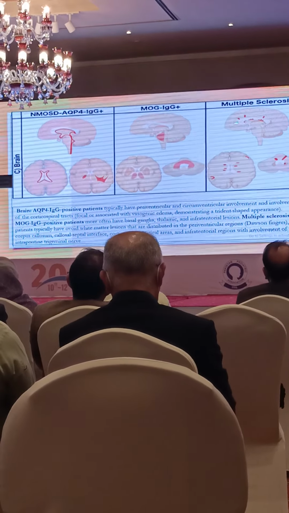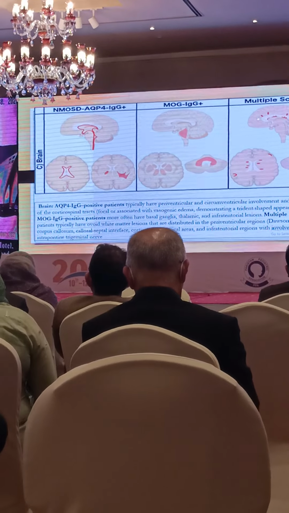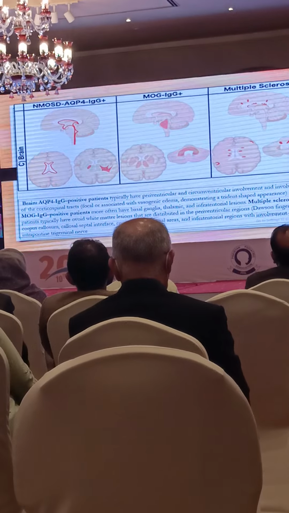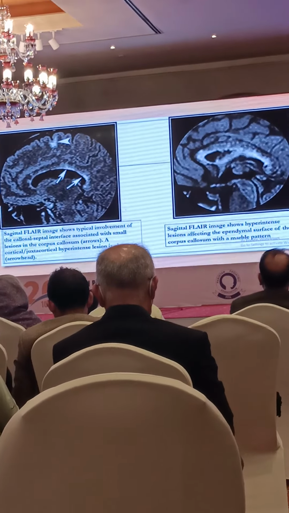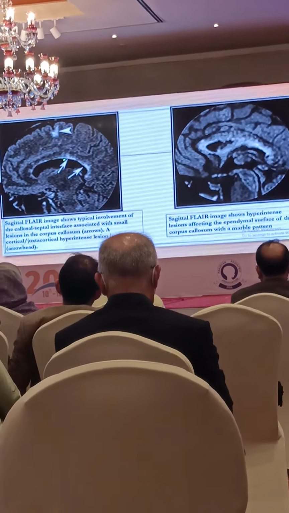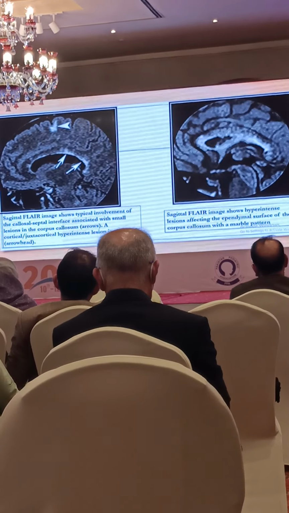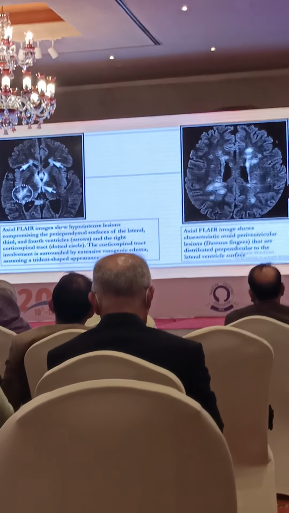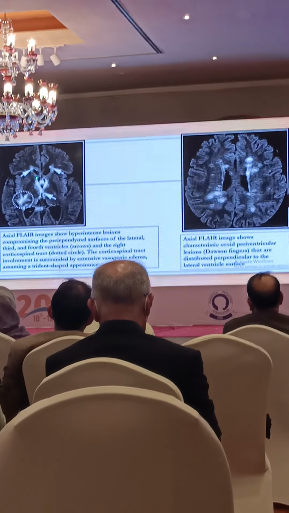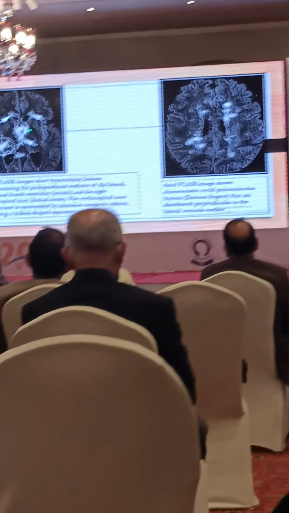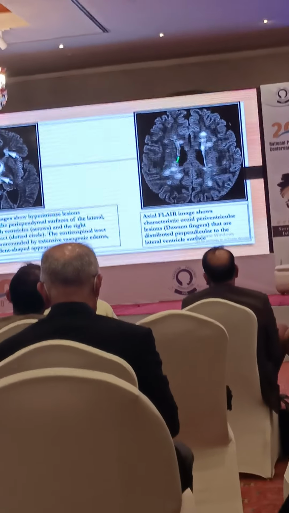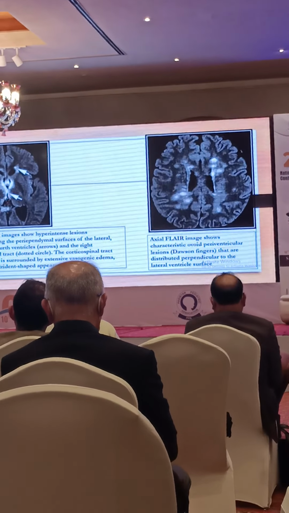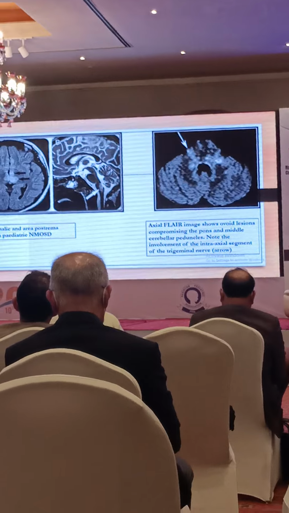In MS, there is involvement of the corpus callosum, but it is patchy involvement; periventricular and juxtacortical involvement is characteristic. This is the corpus callosum involvement of MS, and this is the NMO spectrum disorder. In MOG antibody associated disorder, usually there is no involvement of corpus callosum. These are the characteristic areas of NMO spectrum disorder, that is circumventricular and corticospinal tract involvement, and these are the multiple hyperintense lesions, periventricular, in MS.